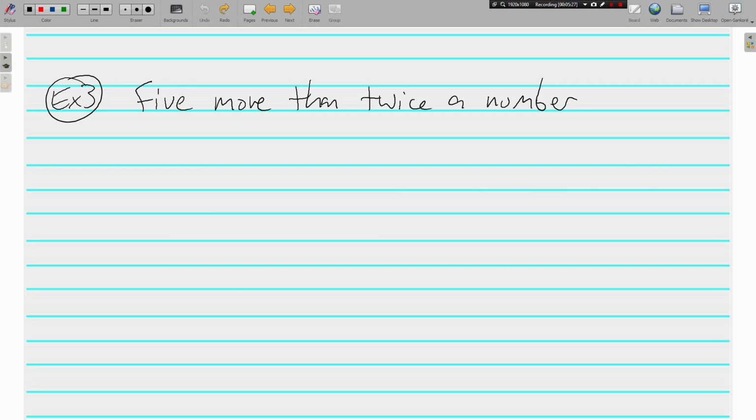5 more than twice a number. We've got a couple things going on here. We've got more than, and we also have twice. Well, we know when we evaluate expressions that multiply and divide things come first. So twice, being a multiplying word, we're going to start with twice a number. And because we have 5 more than twice a number, we know that we are adding 5. Whatever that number is, twice that amount, 2 times that amount, and then 5 more than.